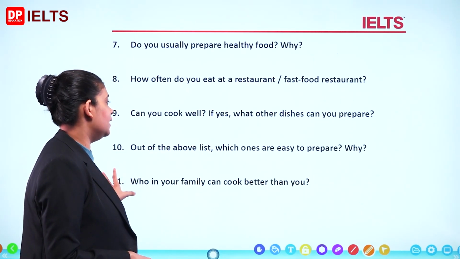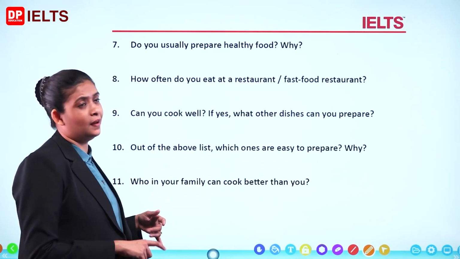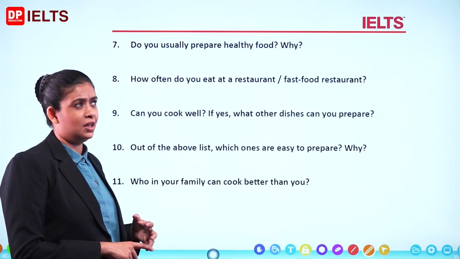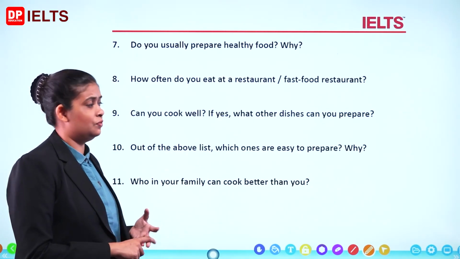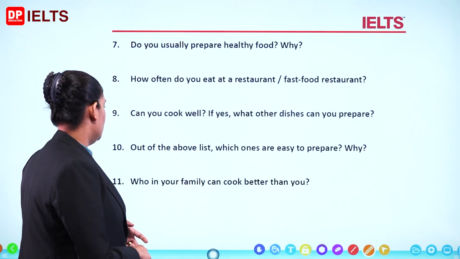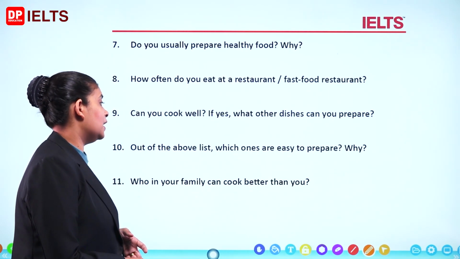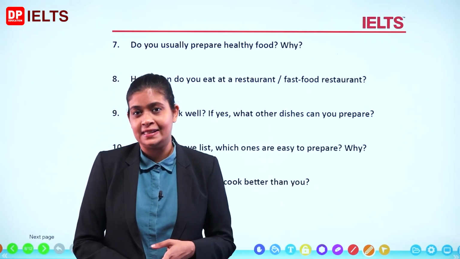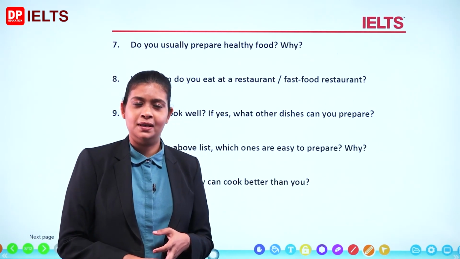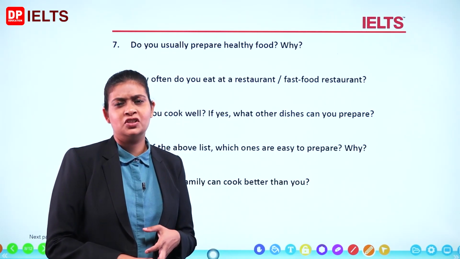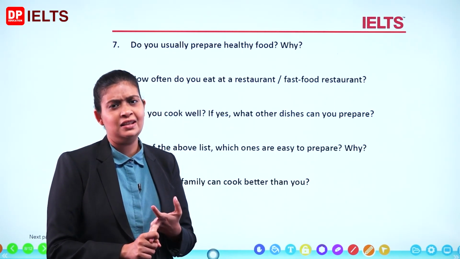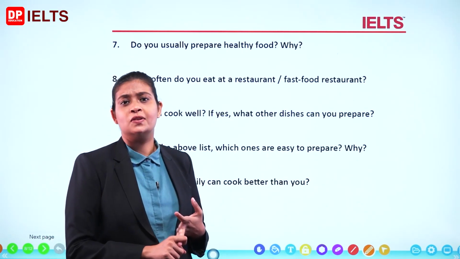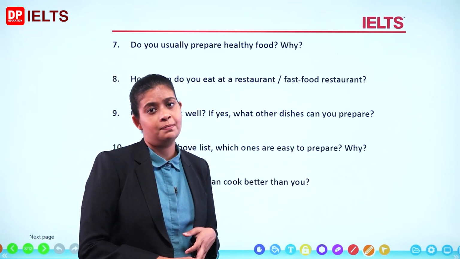Out of the above list, which ones are easy to prepare? I think chicken is really easy, dal is really easy, beans really easy. Who in your family can cook better than you? I think it's my sister. She can cook better than me. Because I don't know, I've eaten her food and it's quite tasty. So I think she makes better food than myself.